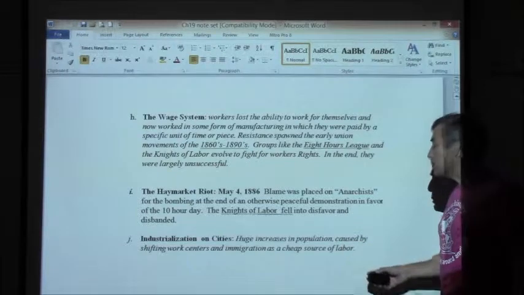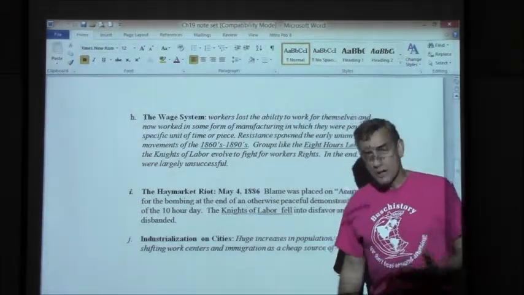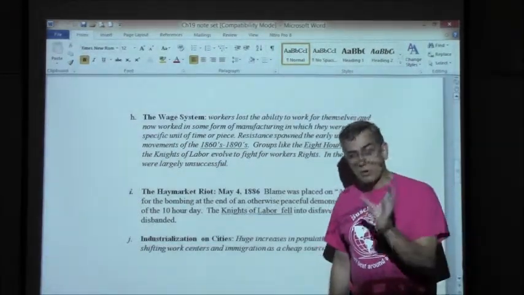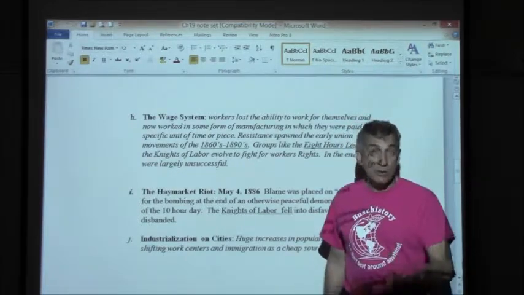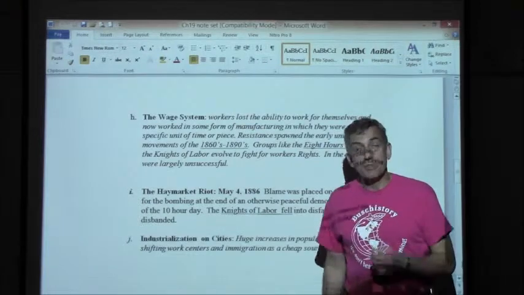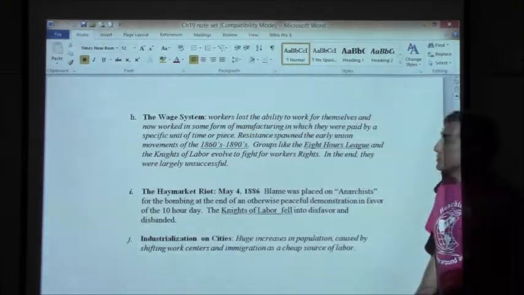As cities industrialized, their population grew incredibly. And we're going to start to have small neighborhoods with different kinds of people. They're going to be called ghettos. Ghettos are simply ethnic neighborhoods, but they're going to come as a result of this industrialization.